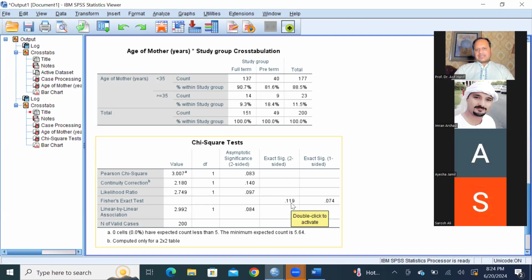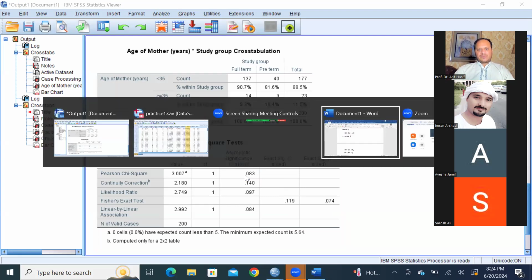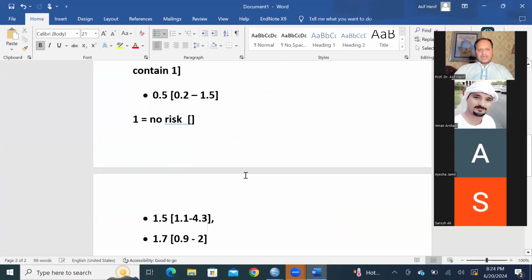So let's see if it is significant or not. This is not significant because our p-value is 0.083. This 0.083 is greater than 0.05. If this is greater than 0.05, it is not significant. It is significant if it is less than 0.05. If you see the notes I have shared with you, it was already written there.